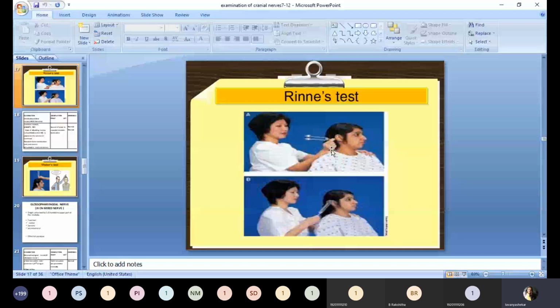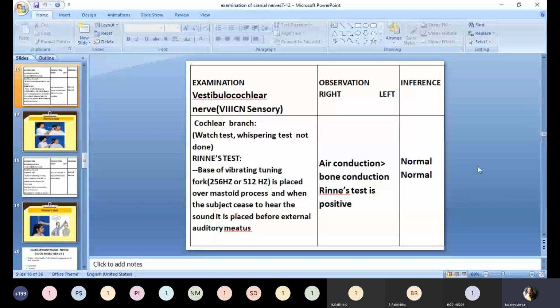So this you are going to check in the Rene's test, and the vibrating tuning fork we will be using is either the 256 Hz or the 512 Hz tuning fork to check for Rene's test.